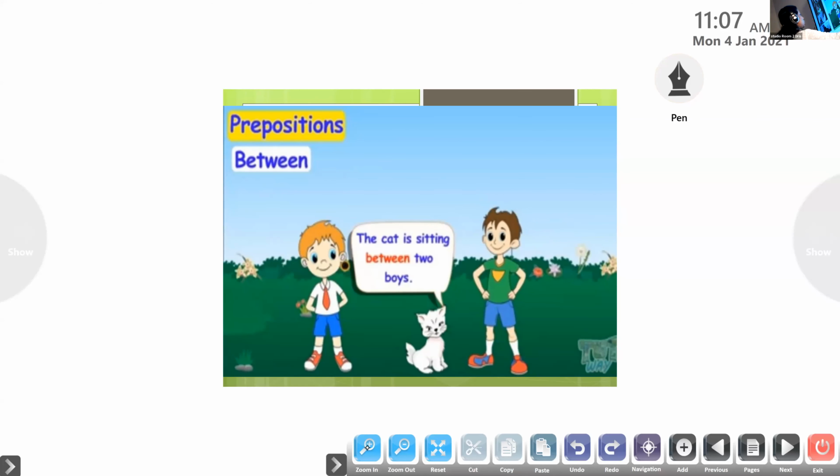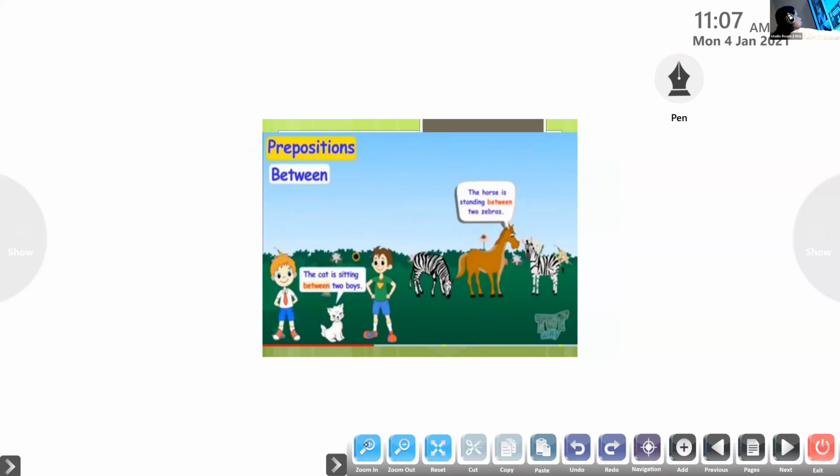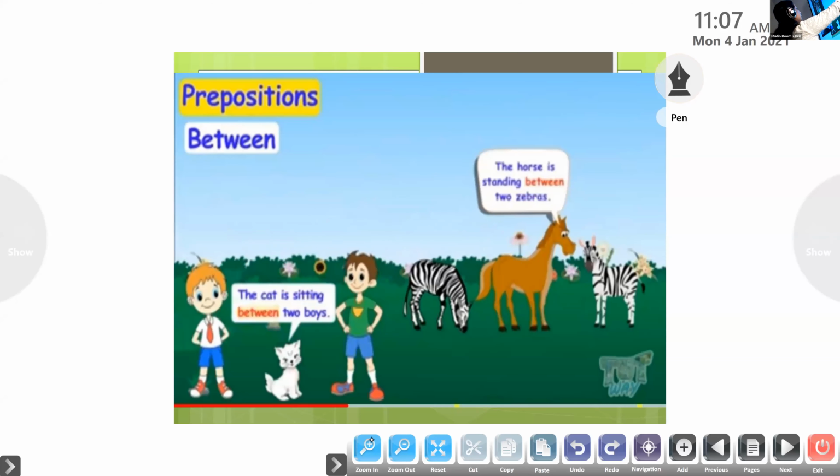Between means between two things, and something is in the center of two things or two persons. The cat is sitting between two boys. Okay, the cat is sitting between two boys. You can see the horse here. Where is the horse? The horse is standing between two zebras.